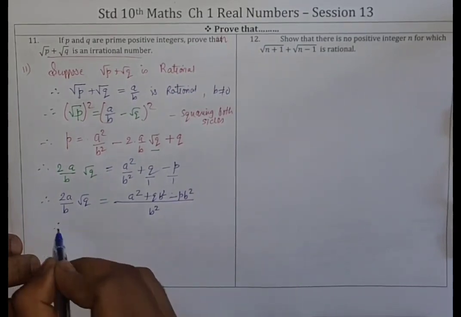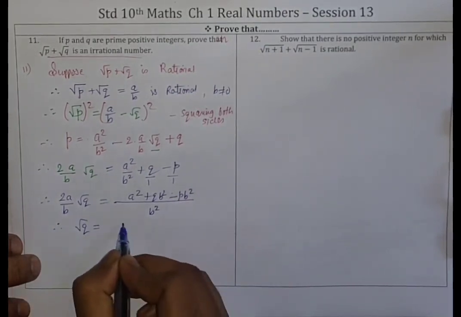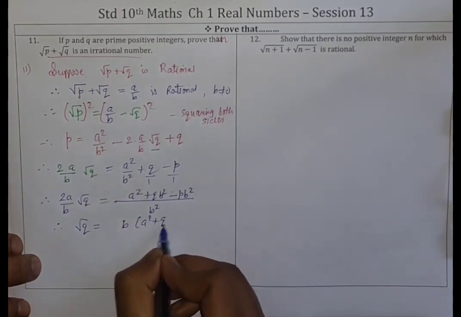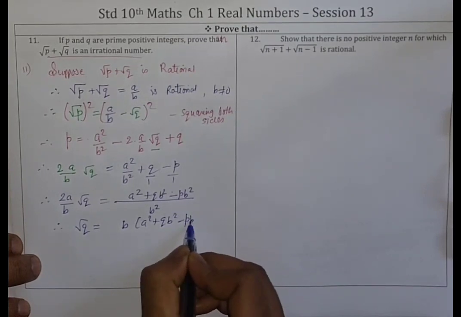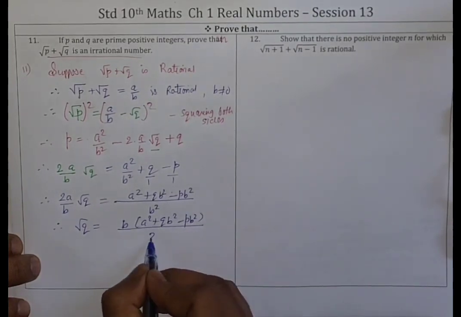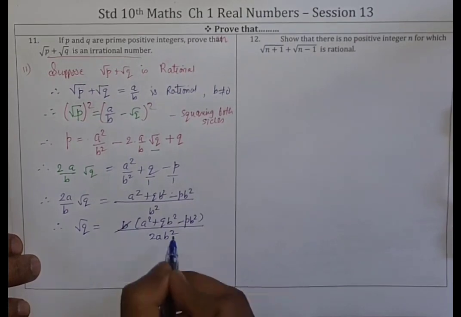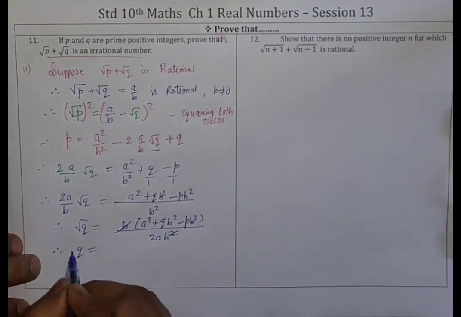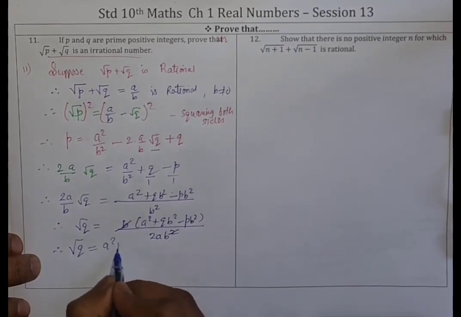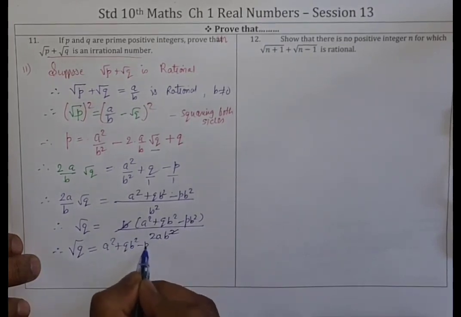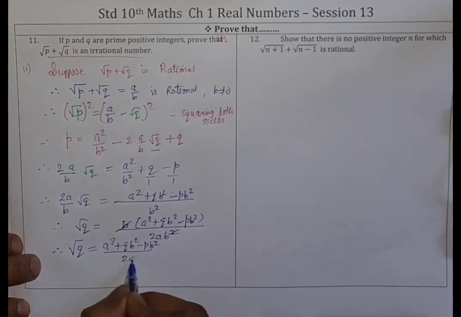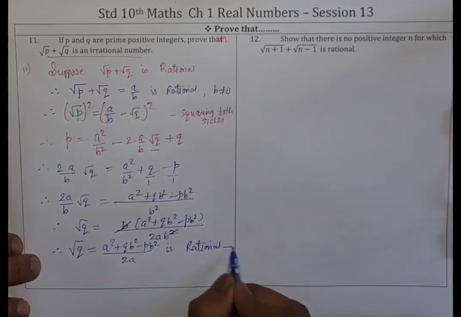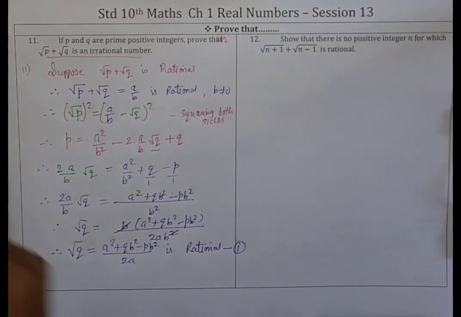Take this on the other side. So root Q is equal to B. This B will go there: A square plus QB square minus PB square upon 2AB square. One B cancels, simplified. So root Q is equal to A square plus QB square minus PB square upon 2A, which is irrational. In the last step, I will write this and call it result number 1.